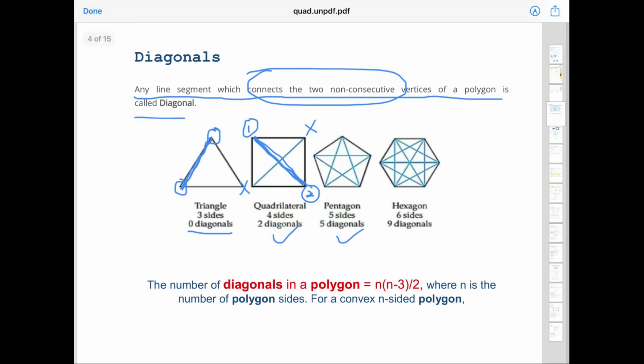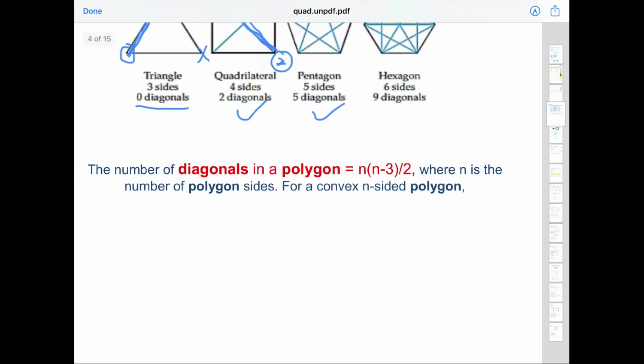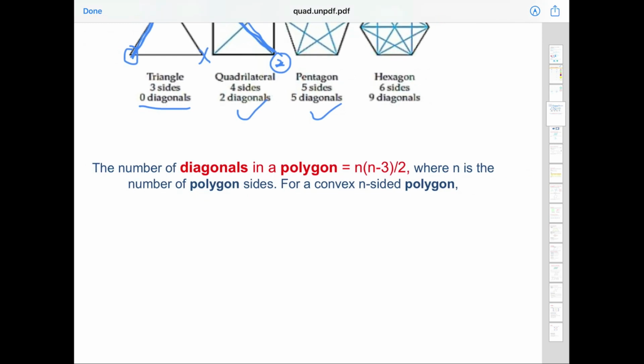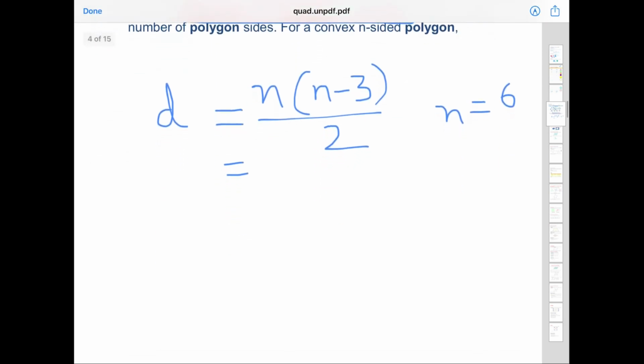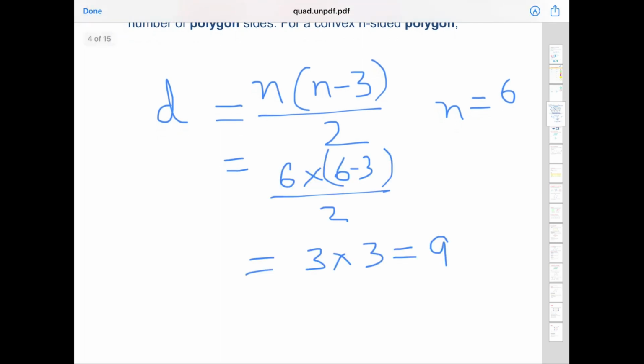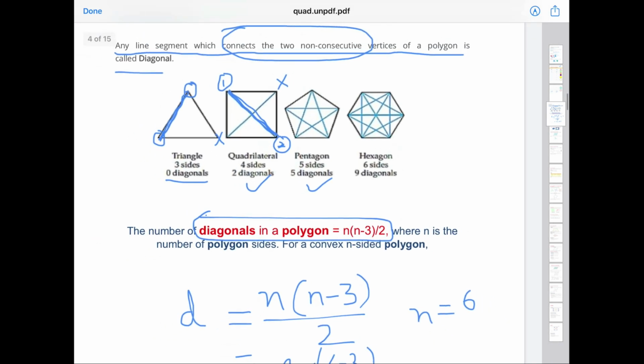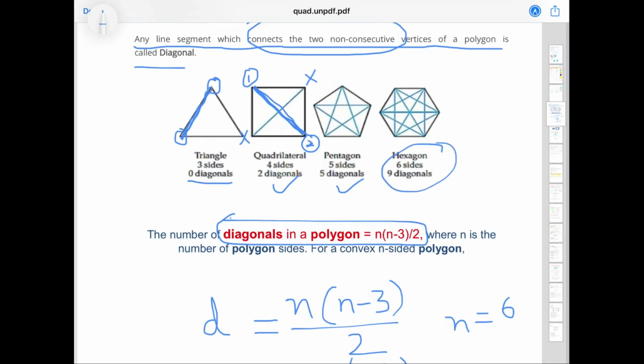Now you have one formula also to find the number of diagonals. When the number of sides in a polygon is n, the number of diagonals is given by n into n minus 3 by 2. Here n is the number of sides. Suppose you have to find the number of diagonals in a hexagon, so n will be 6. Put 6 here and you'll get the value 9. There will be 9 diagonals in a hexagon. You can see here also there are 9 diagonals. So you can use this formula to find the number of diagonals in any polygon.